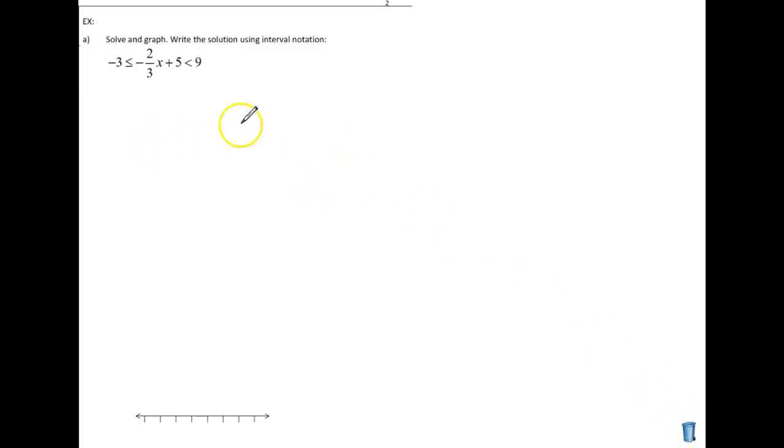So we're going to solve this one. This is a compound inequality. This is another way of writing an "and". This is two inequalities here. Essentially, one of them looks like this. Negative 3 is less than or equal to negative 2/3 x plus 5. And negative 2/3 x plus 5 is less than 9. So these are two separate inequalities, but we've put them together as one compound inequality.